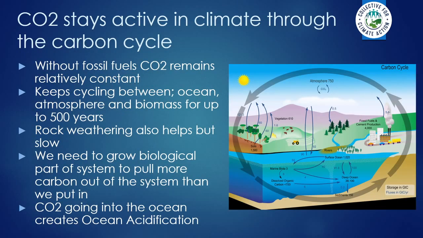CO2 stays active in the climate through the carbon cycle. So we're just bulking this up. And as I say, we're destroying our natural ecosystems that help us to pull CO2 out of the atmosphere. But without fossil fuels, it remains constant. It keeps cycling between the ocean, atmosphere and the biomass for up to 500 years.